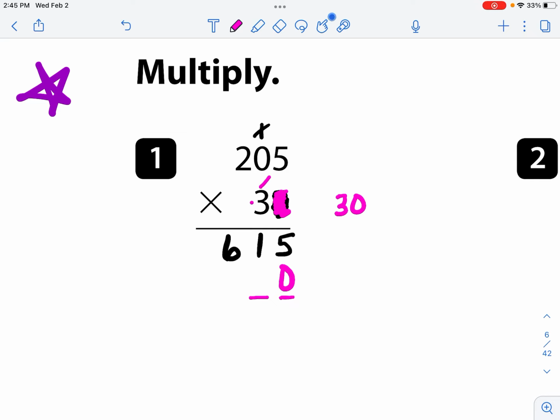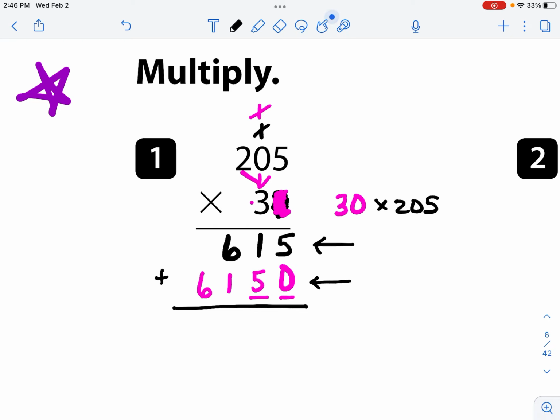So 3 times 5 is 15. 3 times 0 is 0, plus 1 is 1, and 3 times 2 is 6. Now, just like what you would do in partial products, you add up everything that you've multiplied. We've multiplied 3 ones times 205, and that equaled 615. Then we multiplied 3 tens, or 30, times 205, and that equaled 6,150. So what you do is you add it all up.